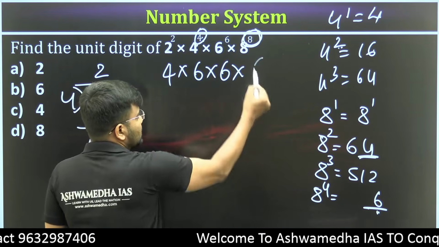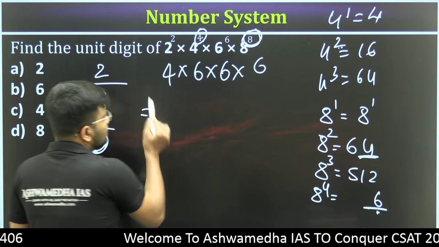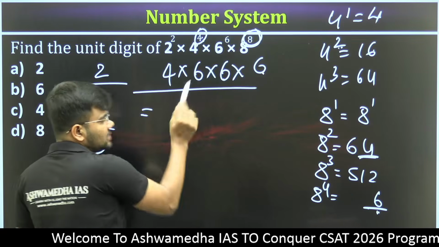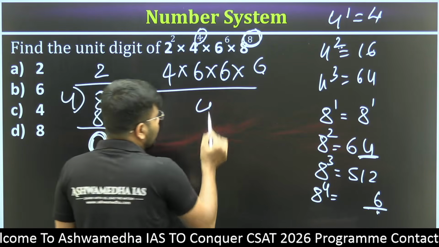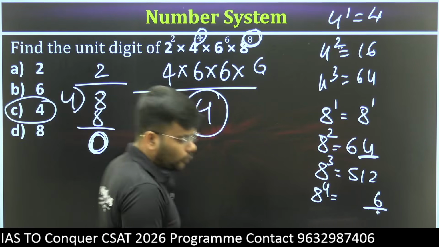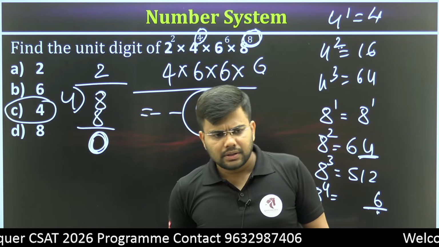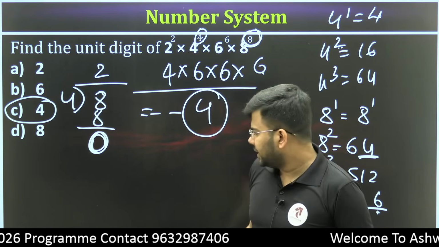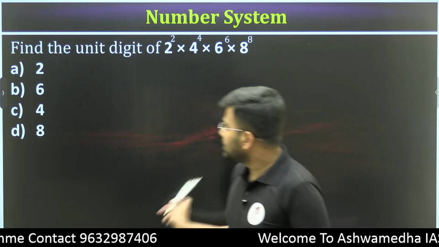That means here 6. You're supposed to find the unit digit here. 6 sixes are 36, 6 fours are 24. The unit digit would be 4. I hope it's clear. It's audible as well. Any doubts here? No doubts. Let's see the next question.